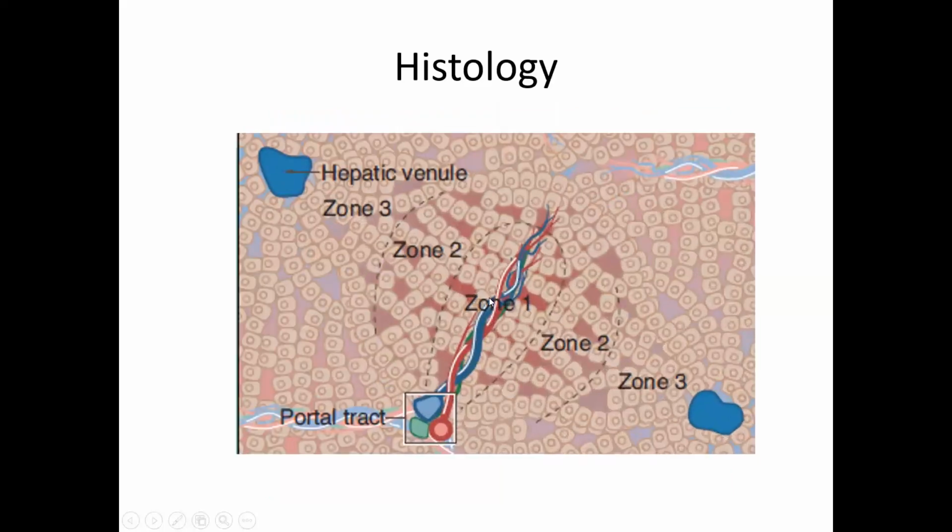This is zone 1 around the hepatic artery and portal vein, zone 2 a little further away, and zone 3 close to the hepatic venule, also called the central vein.